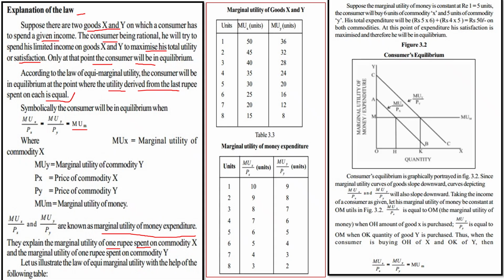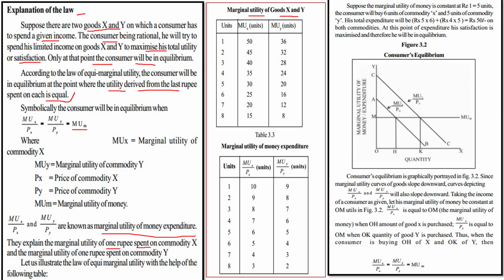These are the marginal utilities of good X and Y, where we have taken units from 1 to 8. It shows that the marginal utility of good X is 50 and Y is 36. Here, we can take the prices of good X and Y, for example 5 and 6.